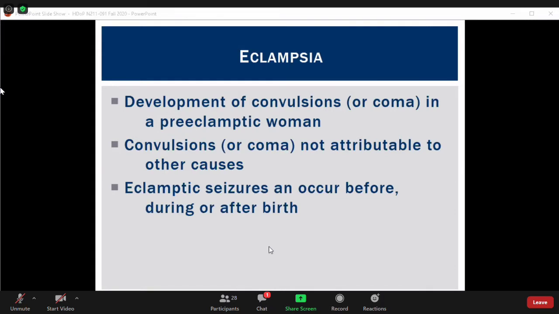Eclampsia, development of convulsions, seizure activity in a preeclamptic woman. So if a patient has preeclampsia, has a seizure, they are now an eclamptic patient. Seizures can occur during the pregnancy, during labor, during delivery, during the early postpartum period. So is eclampsia like a further complication of preeclampsia? Is it like a progression of the condition? Yes. Mm-hmm. Okay.